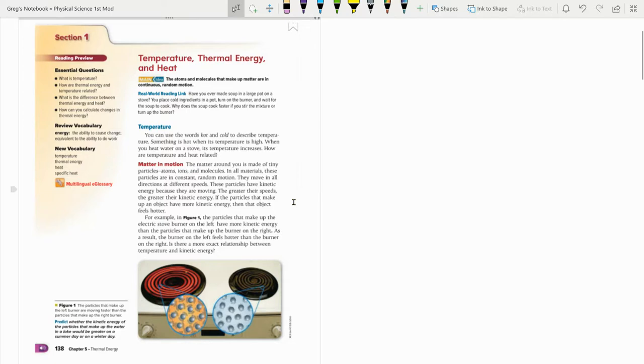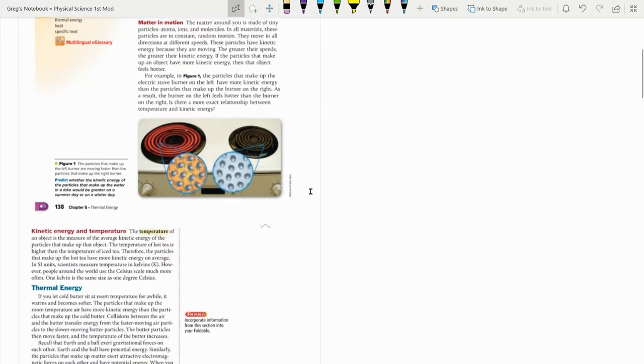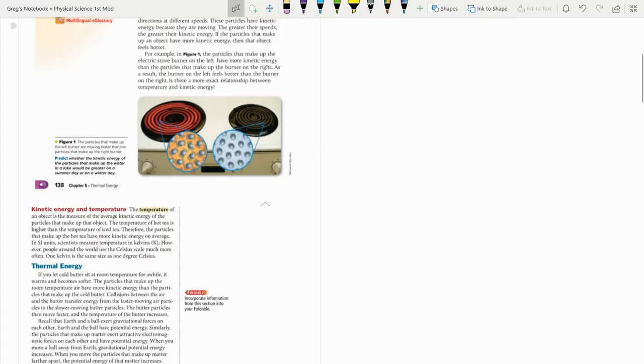Basically, when we feel something and it's cold, the particles are moving slow. When you feel something and it's hot, the particles are moving faster. Temperature is a measurement of the speed or the kinetic energy in the particles of an object. Okay. So in this stove example, this side is cool.